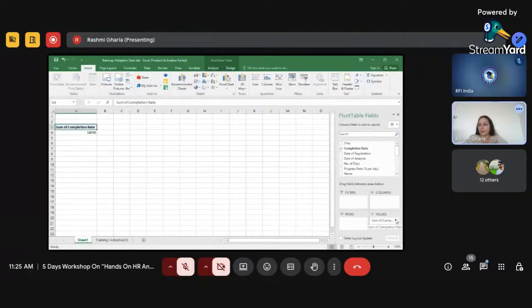I'll go to the values, drag this completion rate into the values column, click on the drop down, value field settings, average.